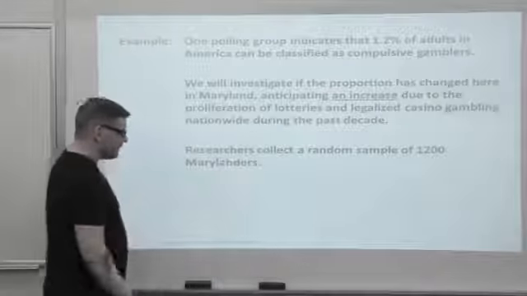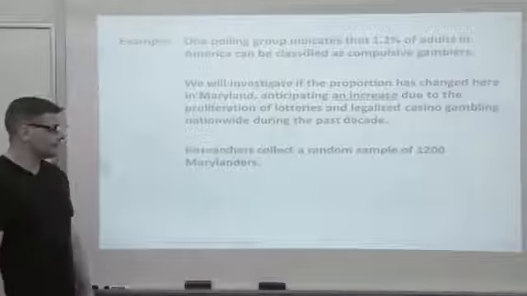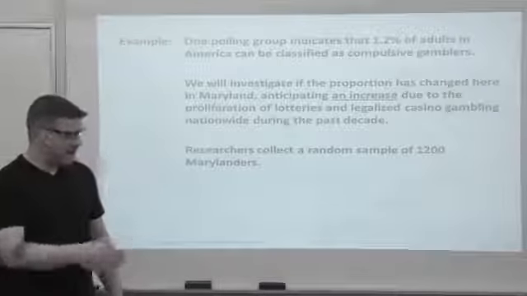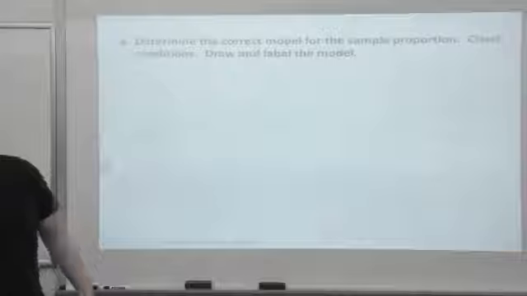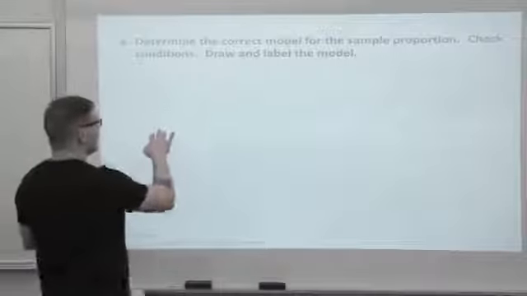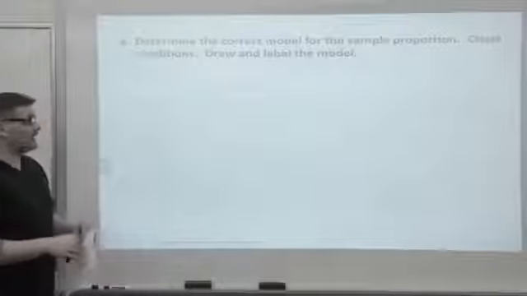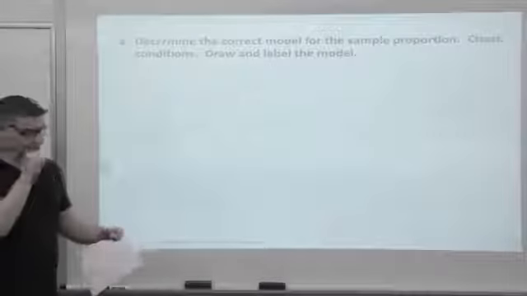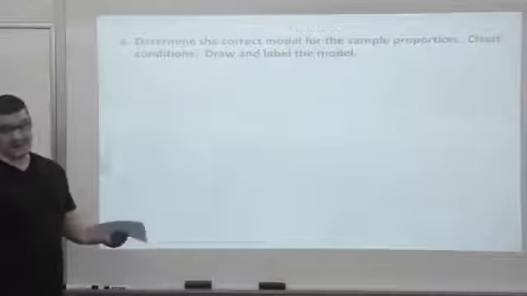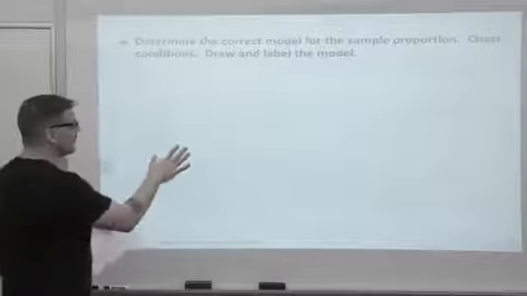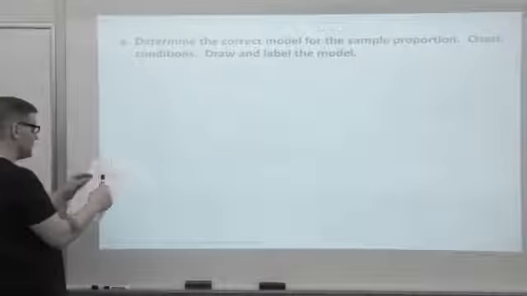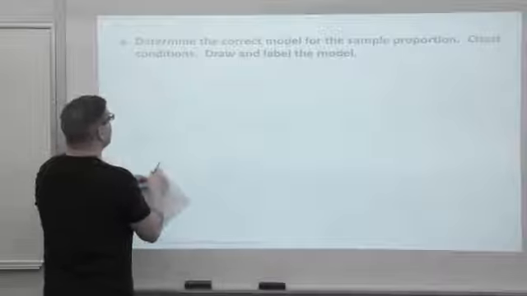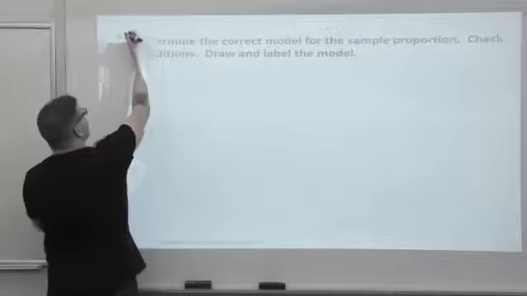Researchers collect a random sample of 1,200 Marylanders. Okay, so there's our random sample. Flip the slide here. It says Part A, determine the correct model for the sample proportion, check conditions, draw, and label the model. There's a lot to do here. Before we get going, we'll always check conditions, so we'll do that first. Probably a good idea at the top.